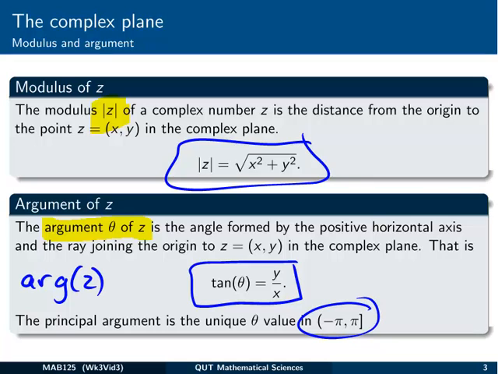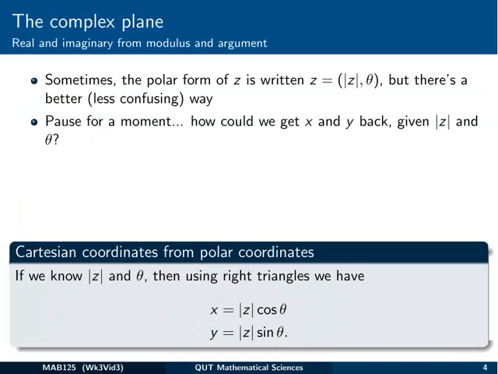Just going a little bit further, we actually introduce a special value of the argument, the principal value, and that's just the single value of theta in between minus pi and pi. Because remember, there's infinitely many angles that satisfy this equation by adding 2 pi to them. So the principal argument is the one that we would usually use when we write the modulus argument or polar form of the complex number.